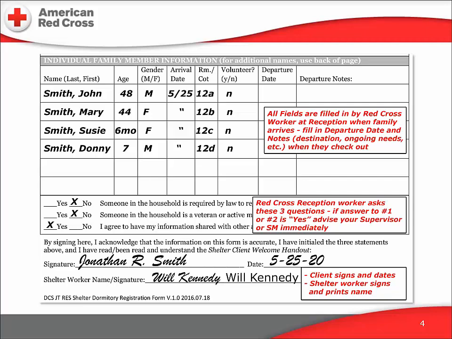This form and the information it contains is never shared with anyone who is not a Red Cross person, who needs the information, and who is authorized to see it. Since the form obviously contains personal and confidential information, it is kept in a secure location, usually in the registration folder or book in the Red Cross shelter office.